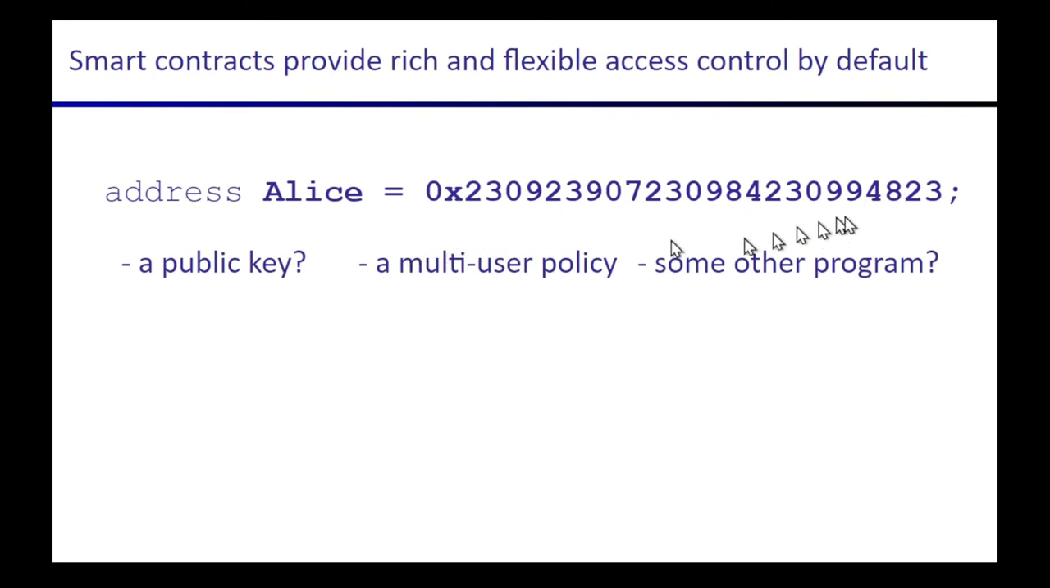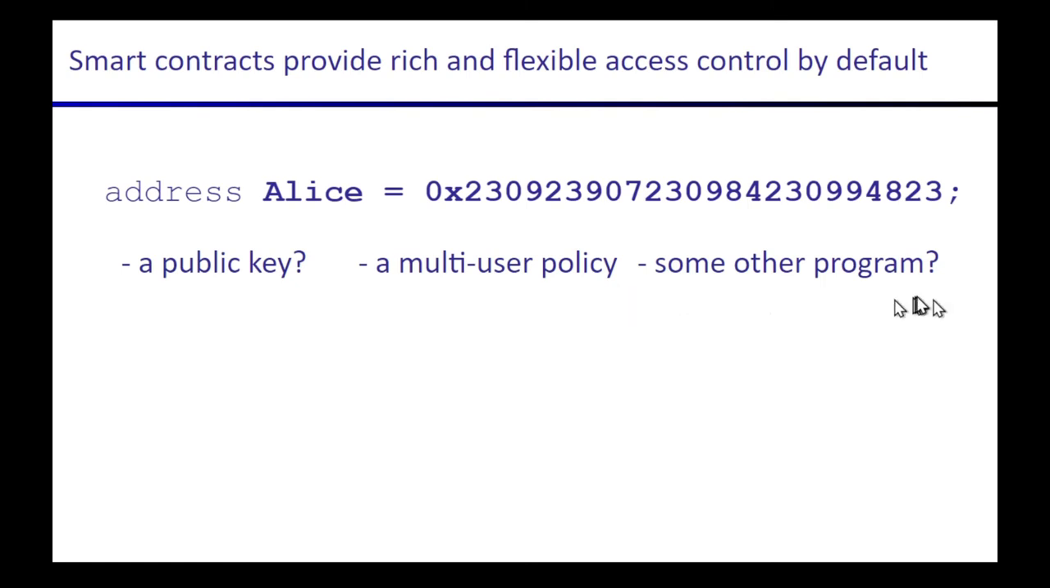Is it a public key? Well, it might be. That's one kind of address. But the address in the smart contract could also be the address of a smart contract. And that smart contract could define some access control policy that's not just a single user owns this key, but rather it's multiple users and you need two out of three, like a multi-sig wallet.